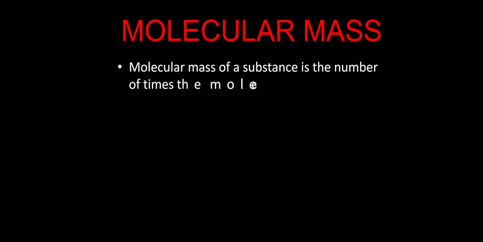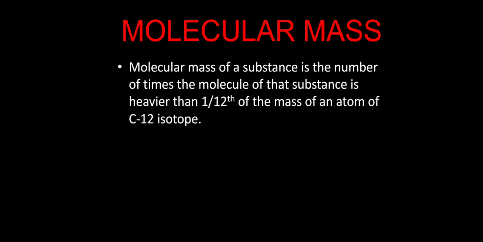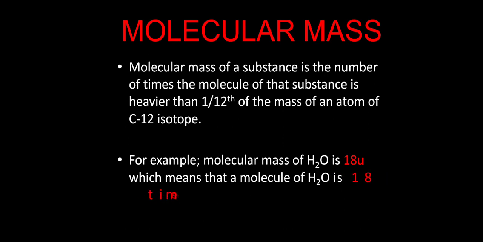So molecular mass of a substance is nothing but the number of times it is heavier than 1/12 of the mass of carbon-12 isotope, which is nothing but equal to 1 AMU. Like for example, molecular mass of H2O is 18 U. So what basically we mean is that it is 18 times heavier than 1 AMU.